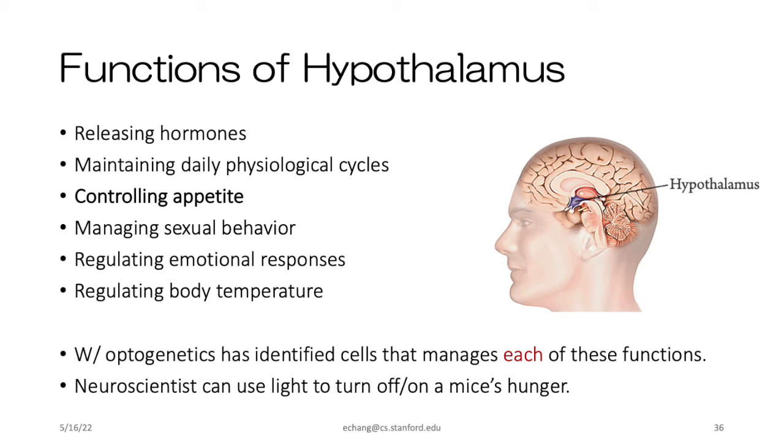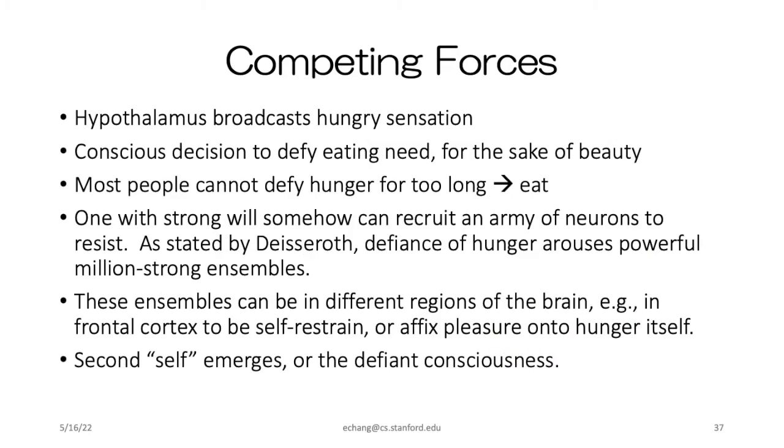So let's visit these competing forces that cause eating disorder. First of all, the hypothalamus, which manages appetite, broadcasts the hunger sensation to all the neurons. And it's a conscious decision for the individual to defy the eating needs because of their value system. For the sake of beauty, the person says no to eating. And only a person with strong will would persist in this defiance. And in time, this defiance is able to collect or recruit sufficient armies in other areas of the brain to join this resistance. And we call this army the second self. The second self competes with the first self, constantly fighting over eating or not eating.